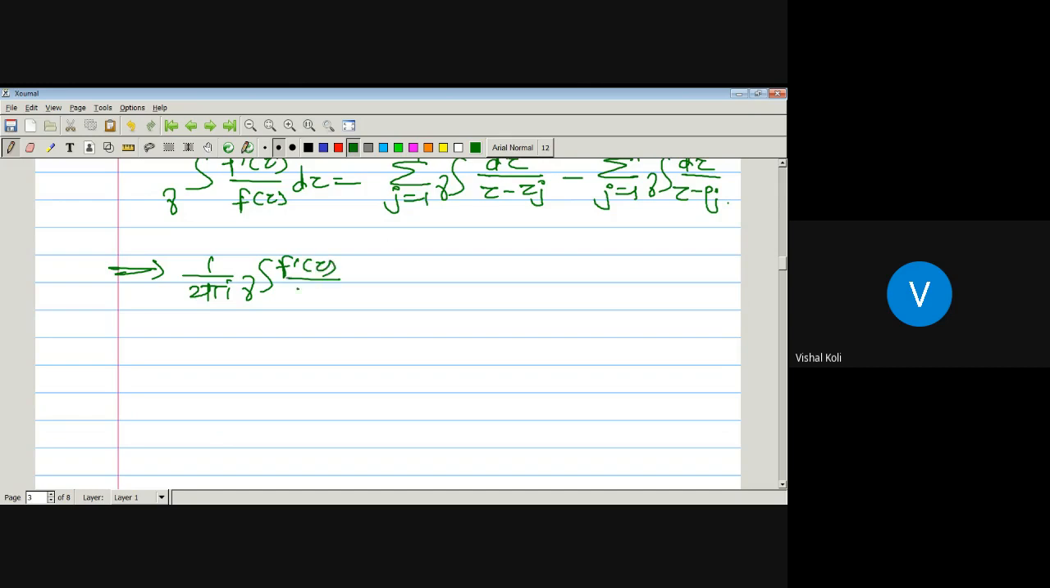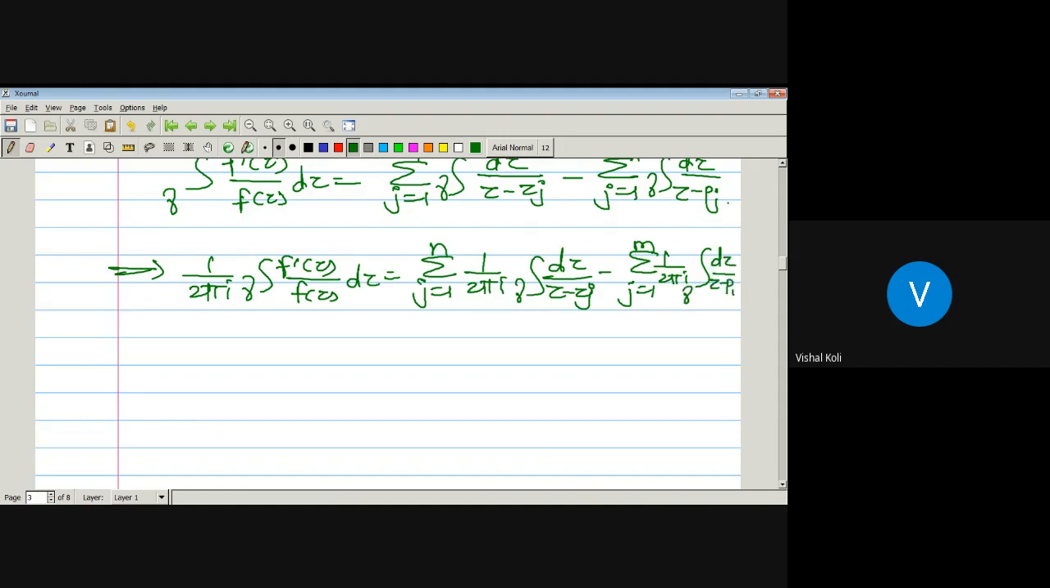Okay, now multiply both sides by 1 upon 2 pi i. Now it becomes 1 upon 2 pi i integration over the curve gamma of f dash z divided by f of z dz, which is equal to summation j running from 1 to n, 1 upon 2 pi i integration over the curve gamma dz upon z minus zj, minus summation j running from 1 to m, 1 upon 2 pi i integration over the curve gamma dz upon z minus pj.